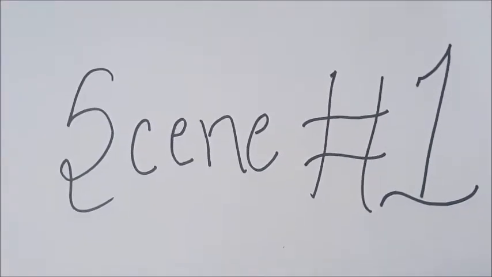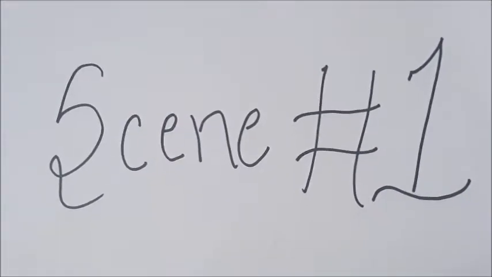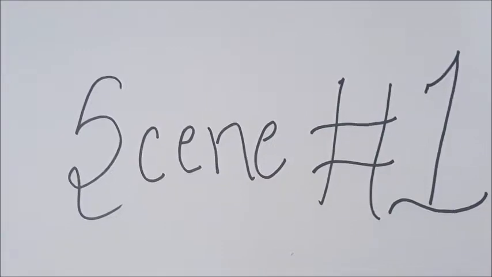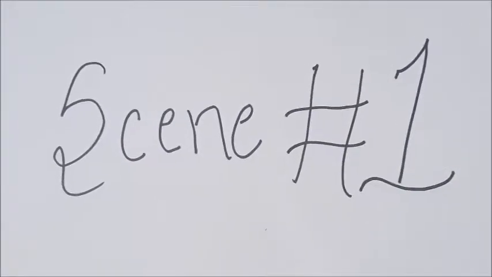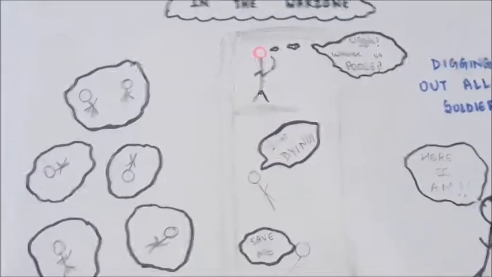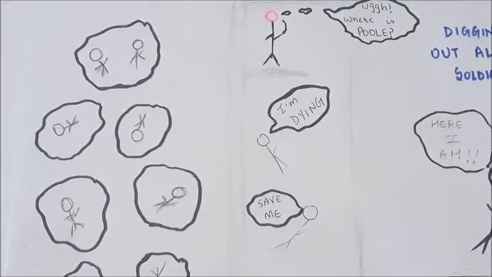So now, scene number 1. Scene number 1 initiates in the war zone itself, with the dugout being bombed already. Things are messed up, with Robert sensing smoke around.